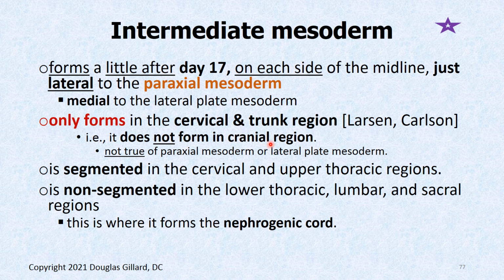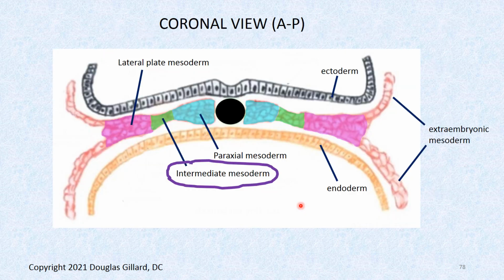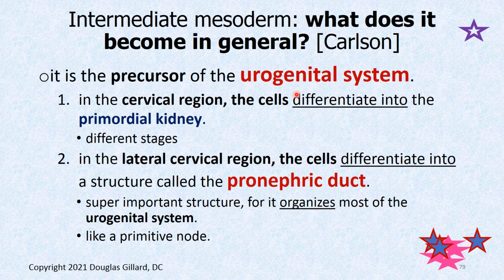Got that? So it segments as well, but confusingly, it doesn't segment everywhere like paraxial mesoderm does. It only segments in the cervical and upper thoracic regions. And it's non-segmented in the trunk, or the lower thoracic, lumbar, sacral, and coccygeal regions. There it is, intermediate mesoderm. And what does it become? I think kidneys. The urogenital system is what the intermediate mesoderm ultimately morphs into.